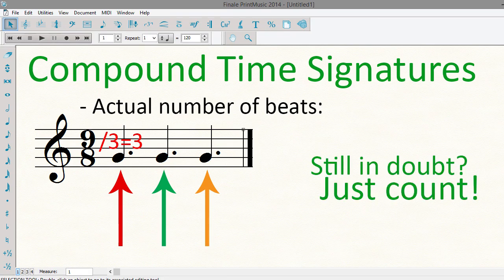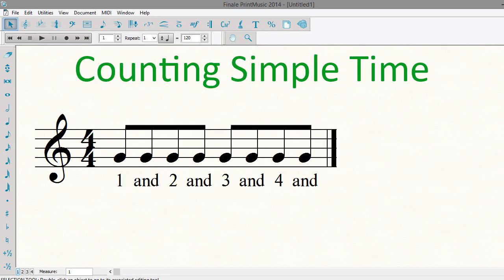And remember, if you're still in doubt, just count. Just remember that the subdivisions of simple time signatures are divided in 2 and compound are divided in 3. So if you counted simple time, it would sound like this. 1 and 2 and 3 and 4 and 1 and 2 and 3 and 4 and 1 and 2 and 3 and 4 and 1 and 2 and 3 and 4.